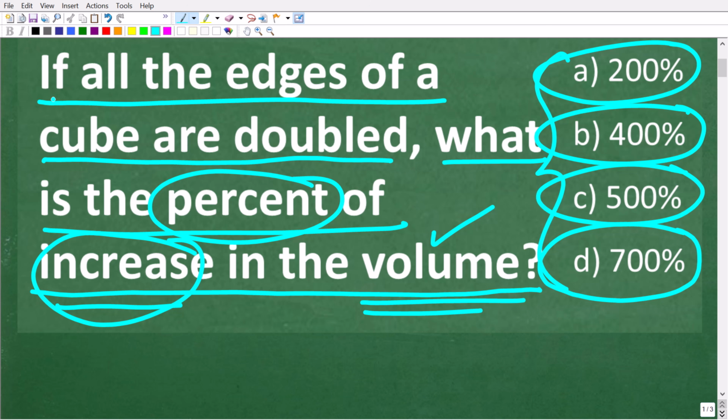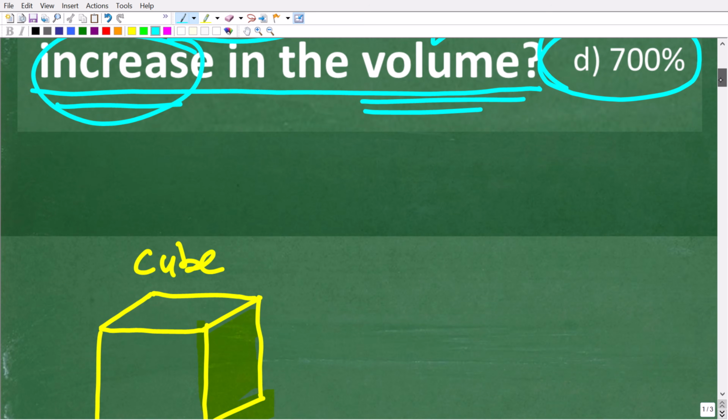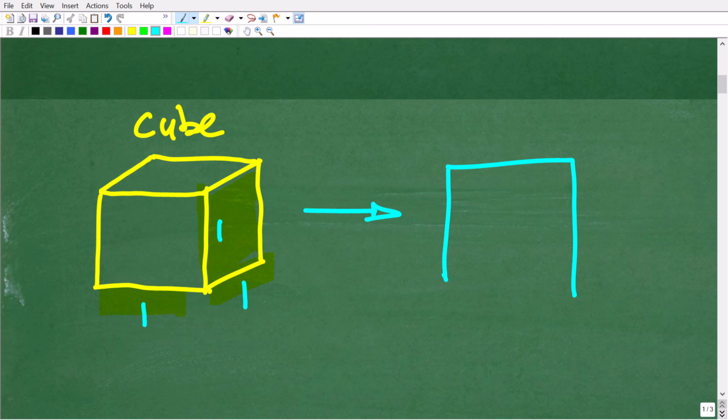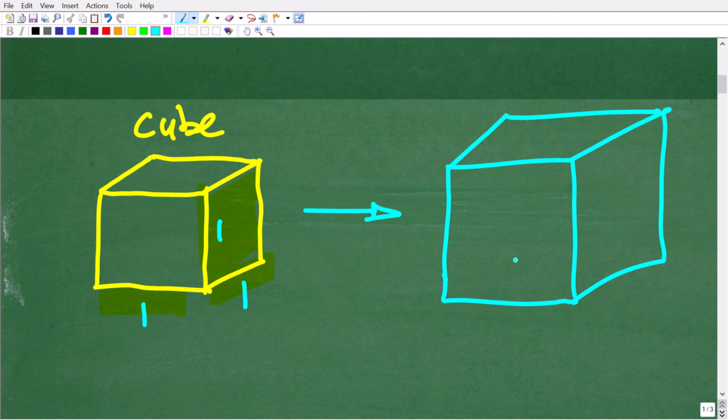So the problem says if all the edges of a cube are doubled. Okay, so in other words, let's go down here, for example. If this cube had the dimensions of 1, 1, and 1, now we double the side. So let's just draw another cube here. I'm going to try to make this a little bit bigger, but of course, I don't want to run out of room here.